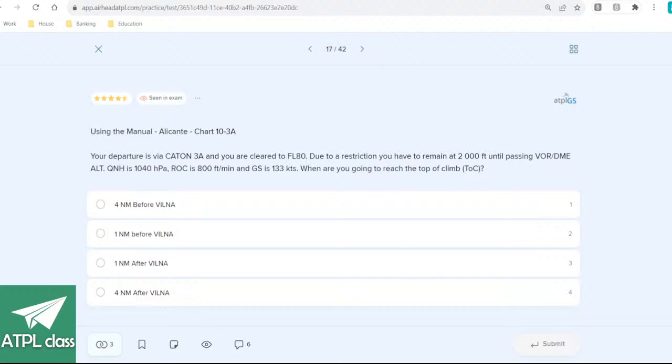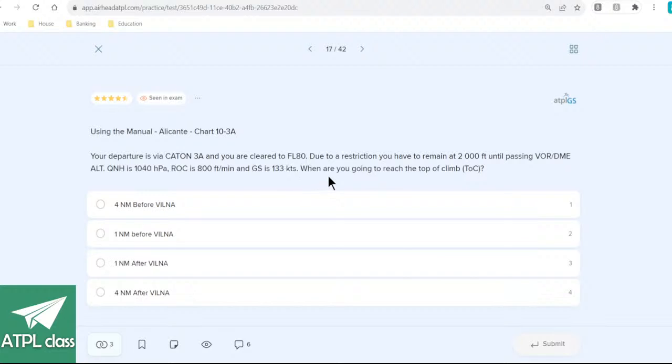Okay, I have the chart up here, 10.3A. Your departure is Caton 3 Alpha. That one there, okay. And you're clear to flight level 80. Due to a restriction, you have to remain at 2,000 feet until passing the ALT VOR. Okay, so we're at 2,000 feet at ALT. Rate of climb is 800 feet per minute and ground speed is 133 knots.